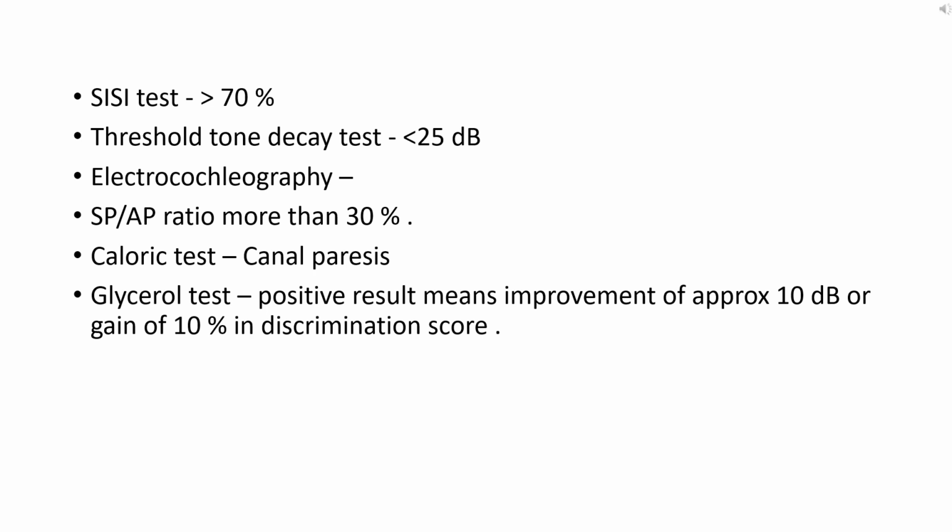In case of electrocochleography, the ratio of summation potential and action potential will be more than 30%. That is, the SP/AP ratio will be more than 30%. If it is more than 30%, it indicates Meniere's disease. In normal condition, the summation potential action potential ratio will be less than 30%. In case of caloric test, there will be canal paresis, meaning weakness of response on the caloric test from the affected side, the ear which is having the disease.